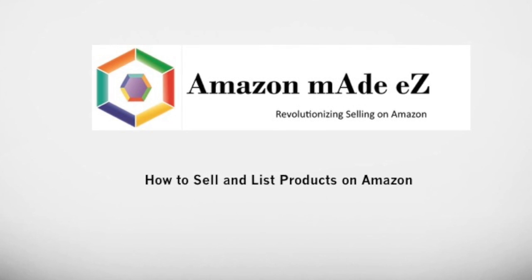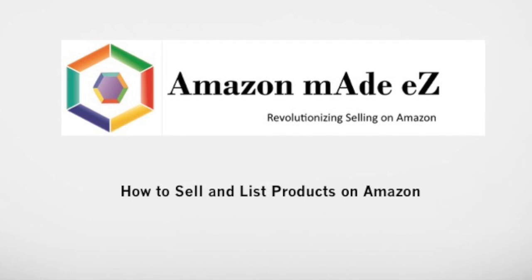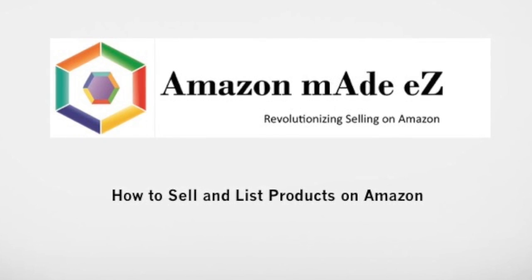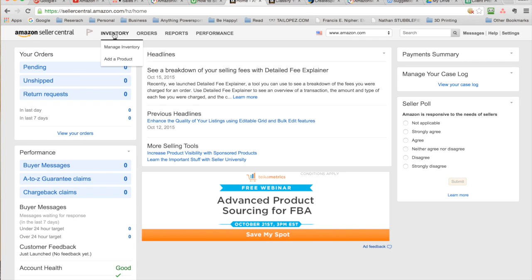My name's Zach with Amazon Made Easy, and today I'm going to go over how to add a product and apply for a category when selling on Amazon. This is a new account that I set up to show everyone how to sell. If I go up to inventory, I don't have any inventory, so I want to add inventory, add a product.